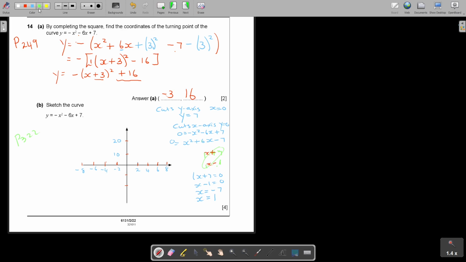Okay, so it's cutting the x-axis at 1. Do you see? And write that 1. I'm going to make it in red. Write the 1. And it's cutting the x-axis also at negative 7. So write that negative 7. And it's cutting the y-axis at 7. So it's going to be, say, there. Write 7. And then it's negative 3. So it's there. And it's 16. Say there. And write it. Negative 3 and 16. Okay.